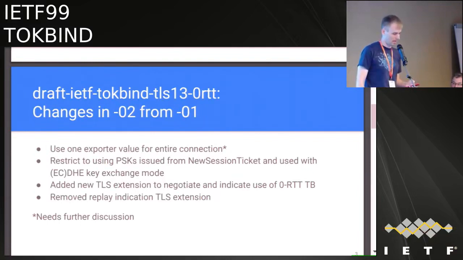And then there's now a TLS extension to negotiate and indicate use of zero RTT token binding. So this is to make it very explicit when we're doing zero RTT token binding versus doing normal token binding. And in an older draft, there was a replay indication extension that's been removed.